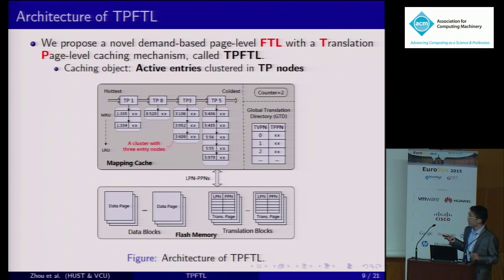This two-level LRU reveals the distribution of cached mapping entries, which can help us to design a workload-adaptive loading policy and an efficient replacement policy. In addition, a global translation directory is cached to record the locations of translation pages on flash memory, and a counter is maintained to record the number change of cached translation pages. They are necessary and take very small space.